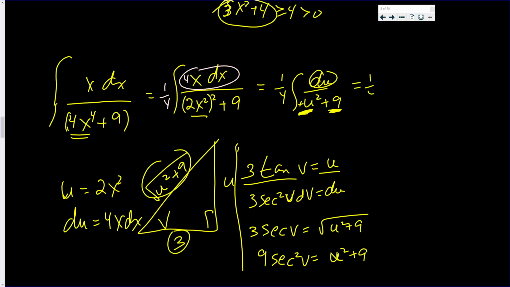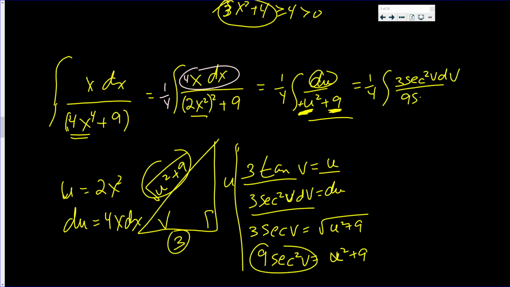Okay, so I have 1/4 du is 3 secant squared v dv, and u squared plus 9 is 9 secant squared v. The secant squared v's cancel out. 3 goes into 9 3 times, and I'll pull out the 3. 4 times 3 is 12, and we're just left with the integral of dv, and that integral is v plus c. Now we substitute back.